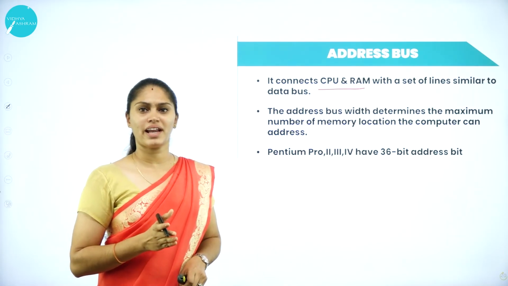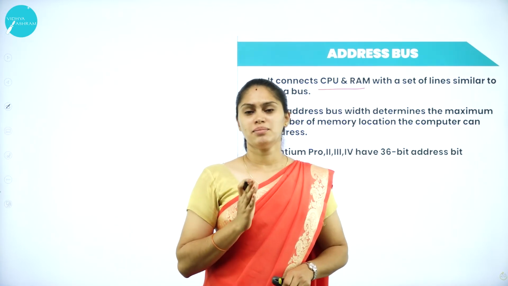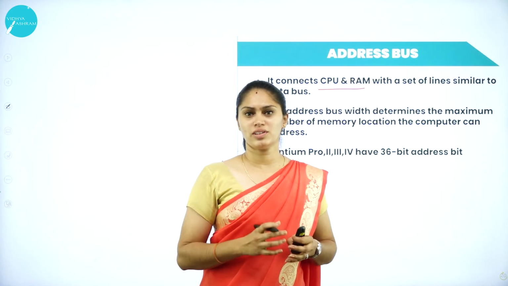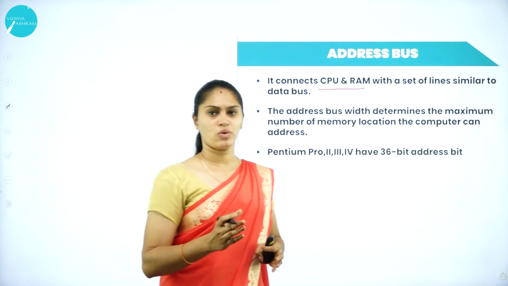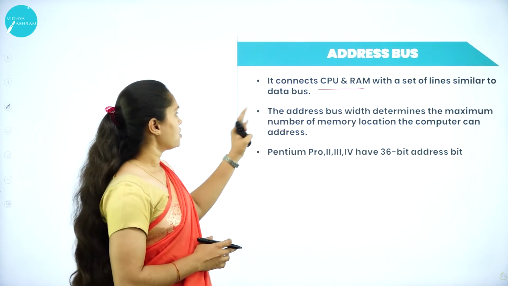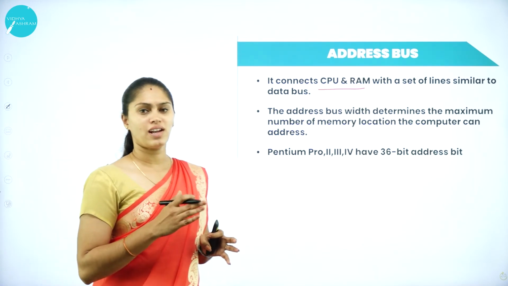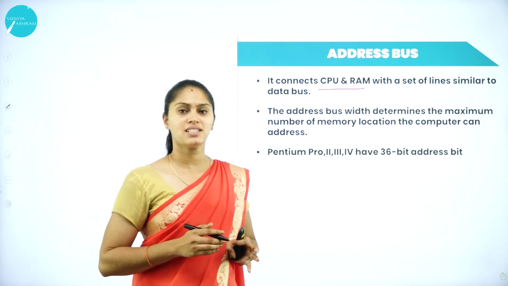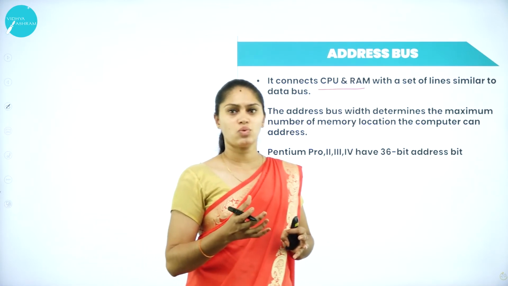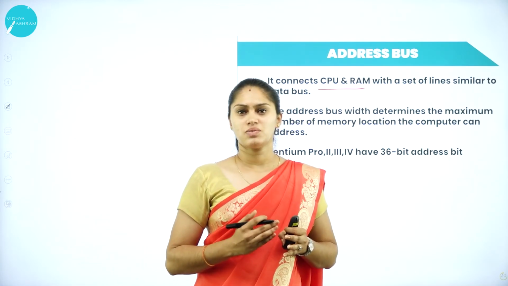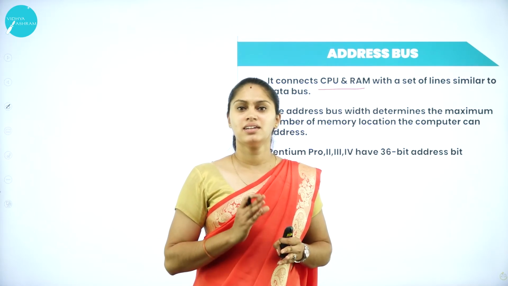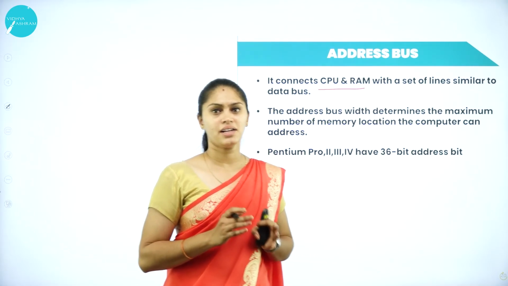So why do we require RAM? That is mainly used for memory purposes. In order to store the data and instructions, we require RAM, right? So the address bus connects the CPU and RAM with a set of lines. A set of lines indicates the number of wires, and indicates how many bits of data can be transferred on a particular bus.